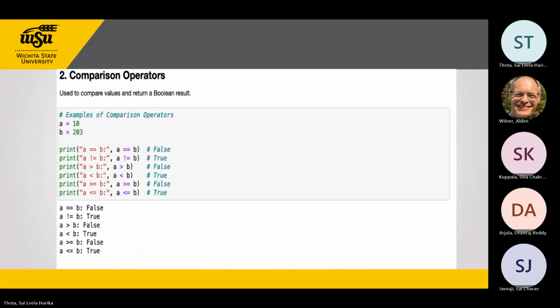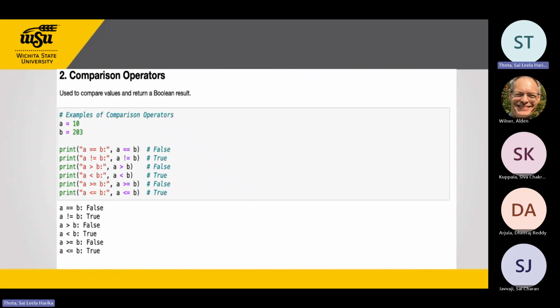Next, comparison operators. Comparison operators are basically used if you want to compare anything. When you are writing a program, we generally use comparison operators. For example, if you want to compare the salary of one person to another person, definitely we will use comparison operators. So I consider A equal to 10 and B equal to 2 or 3.